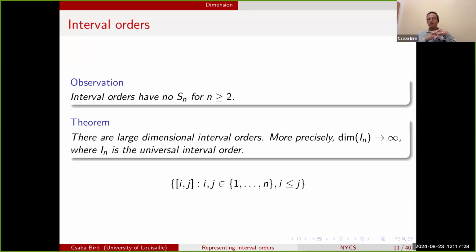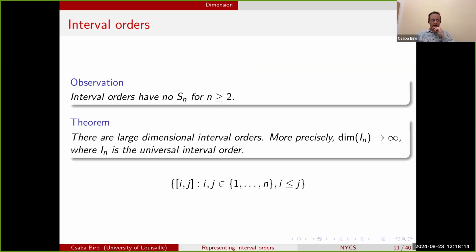So the natural question arises: are there large dimensional interval orders? And the answer is yes. If you take the interval order In, which we can define to be this interval order, when you just take the positive integers from 1 to n and take every interval that appears on those, then the dimension of this interval order converges to infinity as n goes to infinity. More is known here. In fact, the dimension of this interval order is very well studied, and we know that the dimension is of the order of log n.